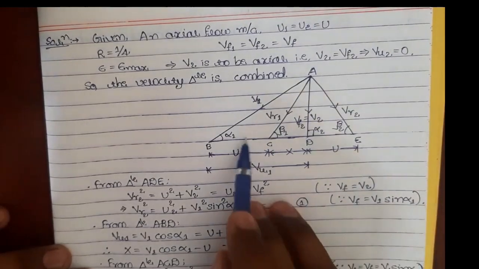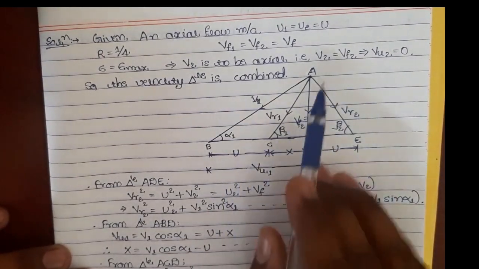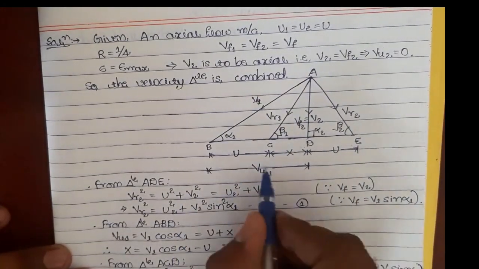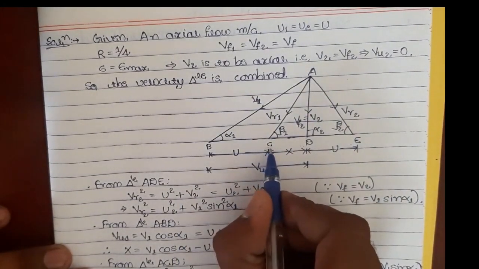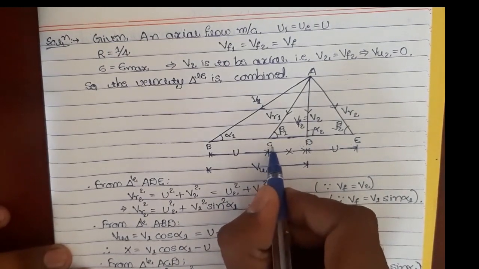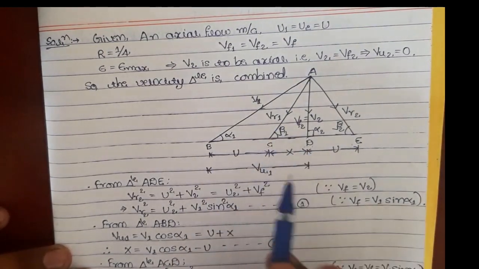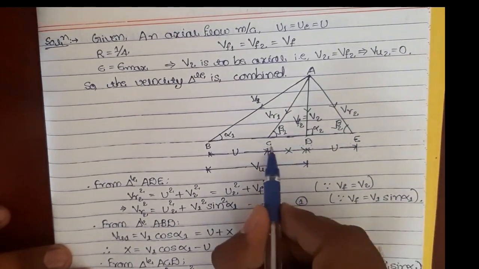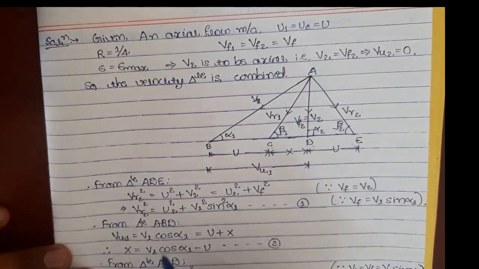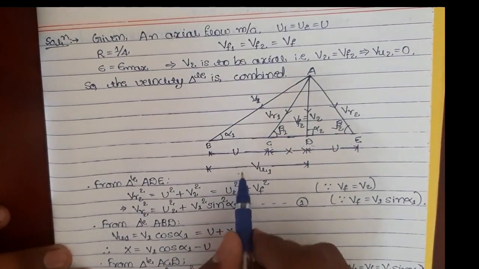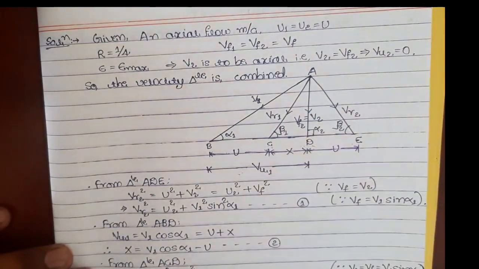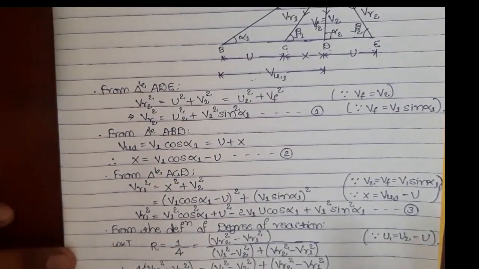Okay. So now, I hope you are clear with the triangle. Triangle ABD is the inlet triangle. Triangle ADE is the outlet triangle. I have just marked the VR1 tip as C here. So triangle ACD is also a right angle triangle in which the CD is known as X. So what is VU1? According to this triangle, it is U plus X, right? I hope you are clear with that. Now let us move to the proof part.